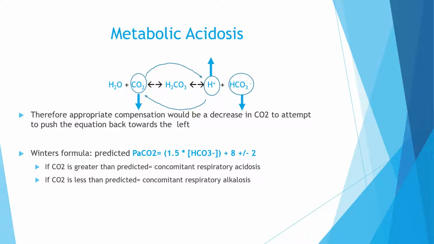If your CO2 is within what you calculate for Winter's formula, then you have a metabolic acidosis that is appropriately compensated. If your CO2 is greater than predicted, that means you have a concomitant respiratory acidosis. And if your CO2 is less than predicted, then you have a concomitant respiratory alkalosis.